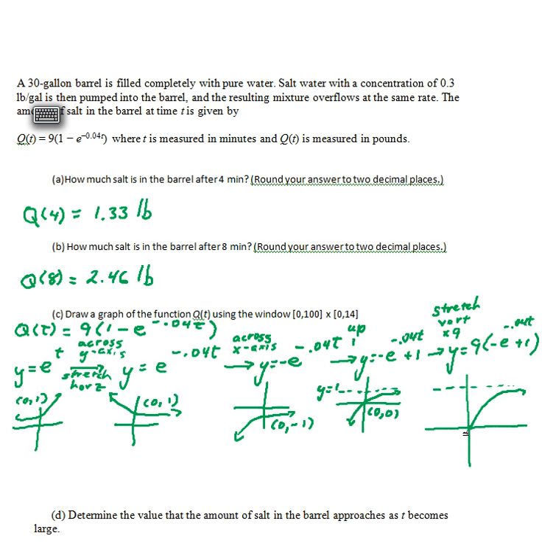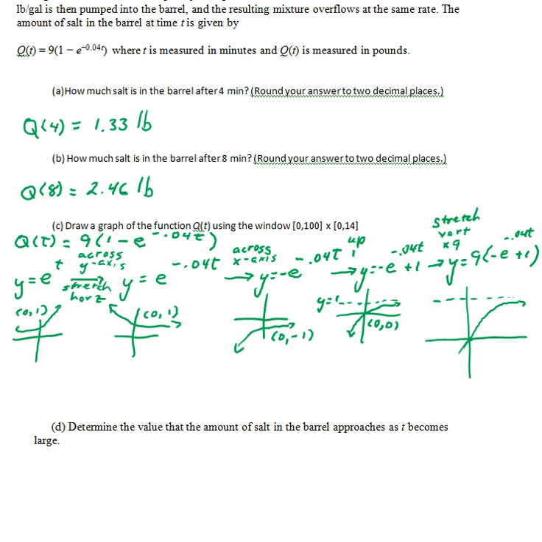There is also part of the graph still in the third quadrant, but the part that we're interested in is in the first quadrant. So it appears as if when t gets very large, the number of pounds is approaching 9 pounds.